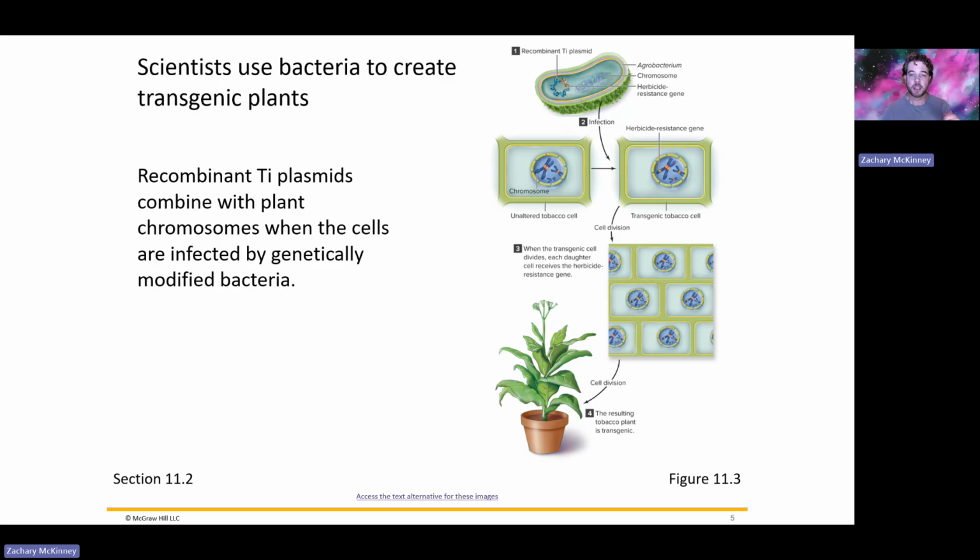You take your little swab and you inoculate. That's the word I was looking for. You inoculate your plant cells with these bacterial cells, and those bacteria will move in there. They'll insert their DNA, and the plant will start to produce these proteins that prevent it from dying from herbicides.